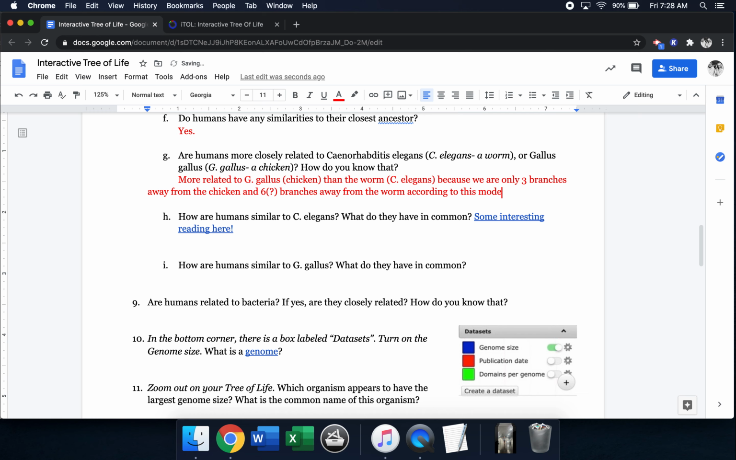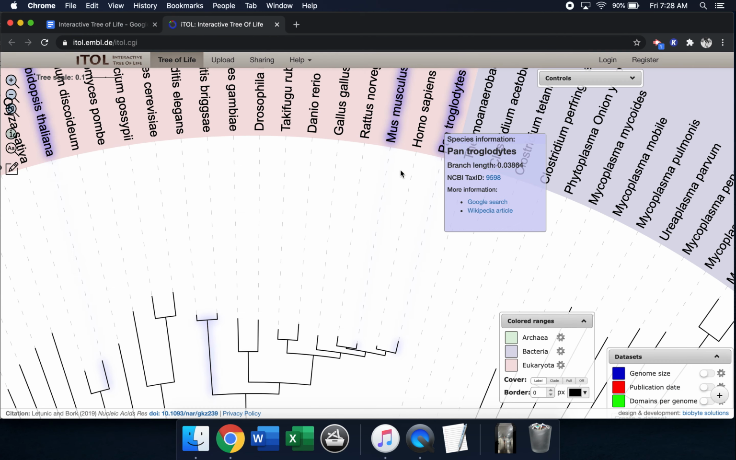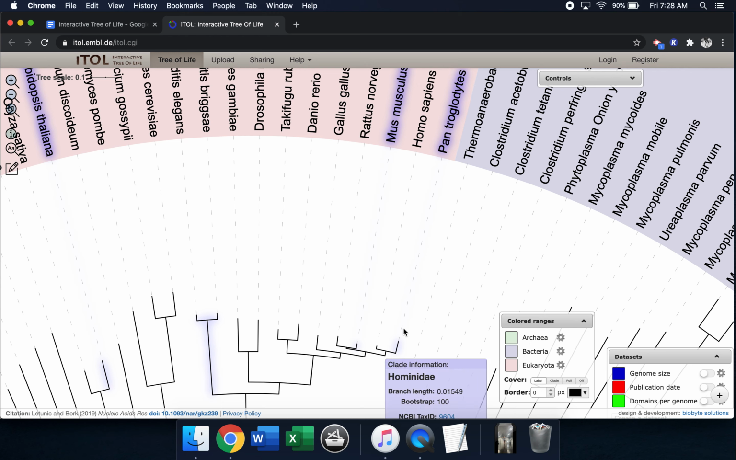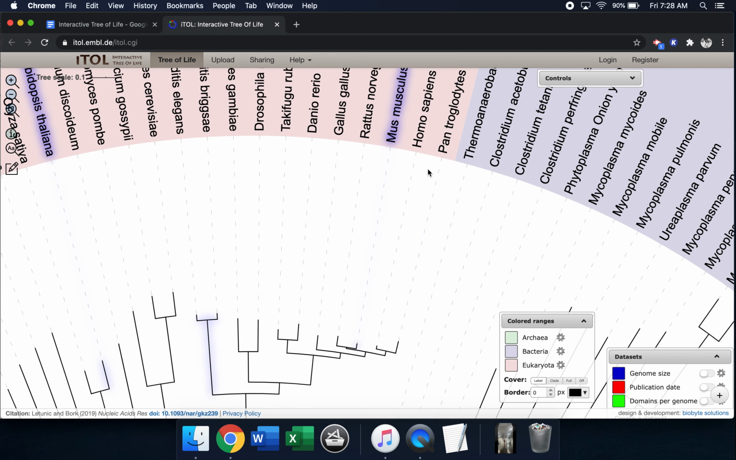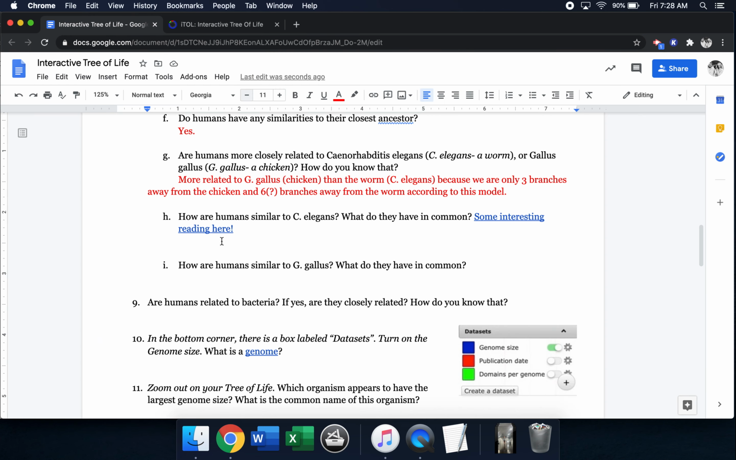according to this model. Again, if we had zoomed in on just this section of the, I guess, cladogram or whatever, the tree of life here, there's a bunch of different ape and monkey organisms that we are closer related to, but according to this model, we were that many branches away. So this does not include all the organisms on the earth again.